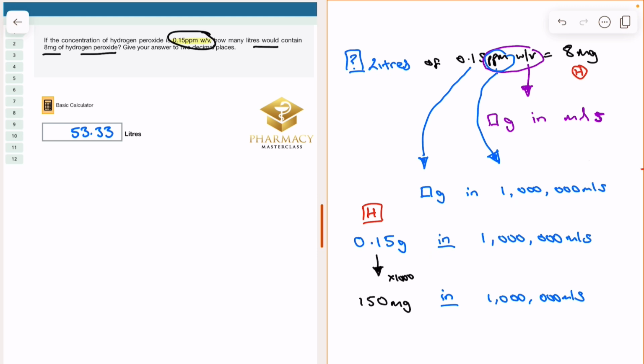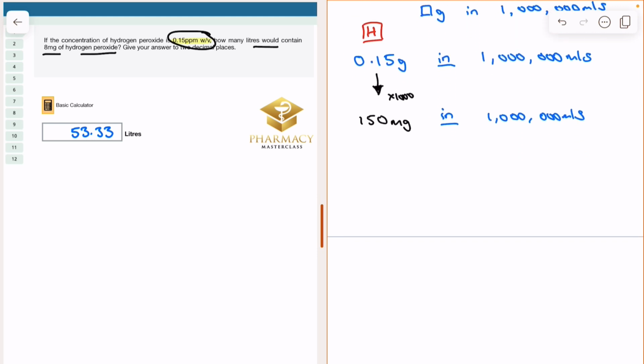Notice how I'm laying it out and I'm writing it exactly underneath the last statement to avoid the risk of a mistake. So now that I've got 150 milligrams in 1 million mils, underneath this statement I can write the 8 milligrams I'm trying to get to, and I can say 8 milligrams is going to be in question mark mils on the right, which I don't currently know. And what I have to do is understand that whatever the multiplication factor or the division factor you use on the left to go from 150 milligrams to 8 milligrams, I'm going to use that same multiplication factor on the right to keep the statement true.